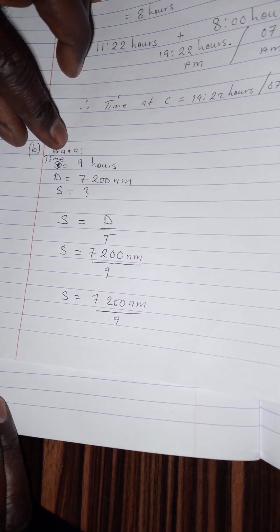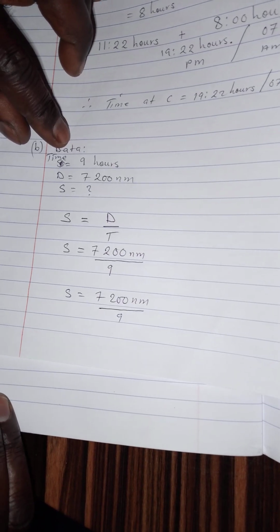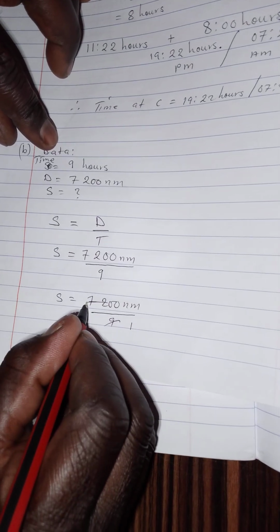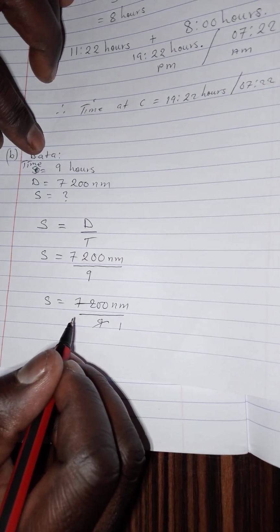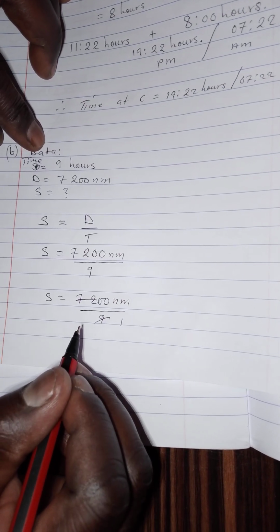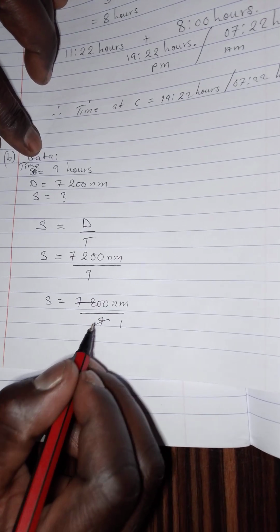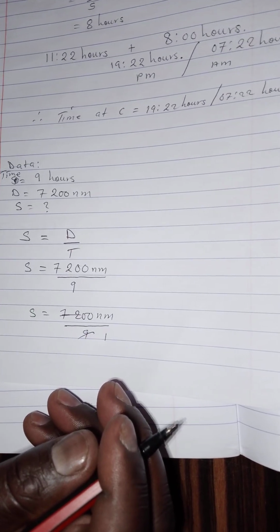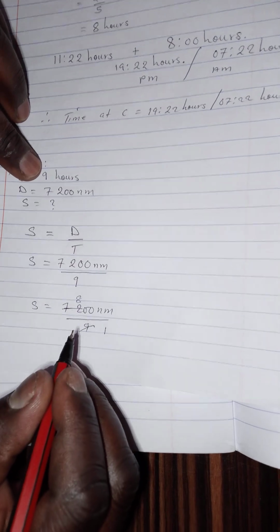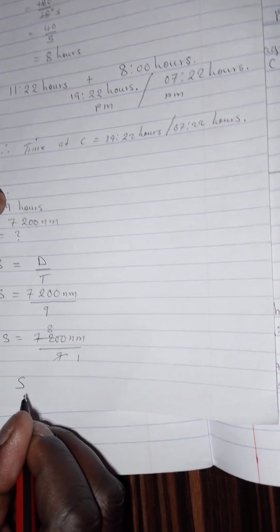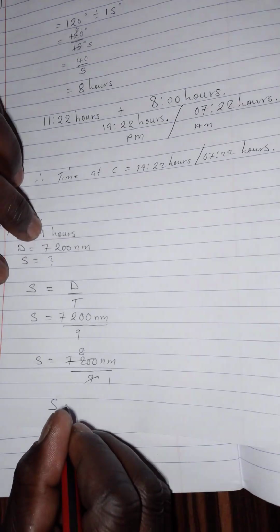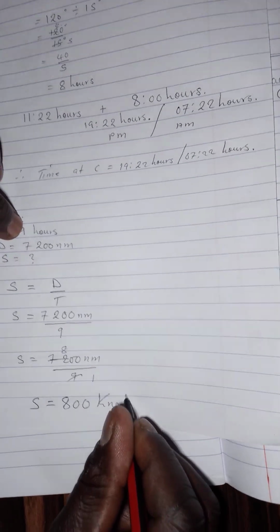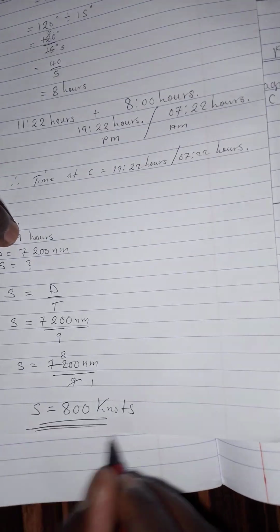So we are going to use the same 9. 9 into 72, how many times does it go? It goes 8 times. 9 times 9 is 81. 81 minus 9 gives us 72. So 8 here. So speed is equal to 800 knots. This is the final answer.